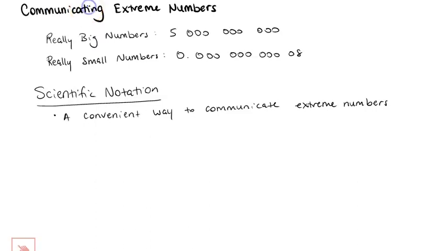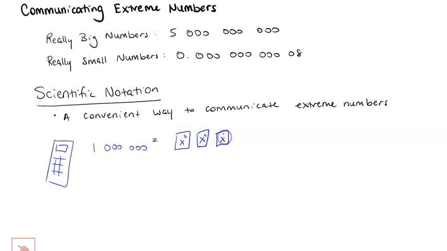So grab your calculator and try this for a second. In your calculator, type in 1,100,000 and then squared. There should be a little button that looks like this. Now keep hitting that button. Something should happen on your calculator screen.